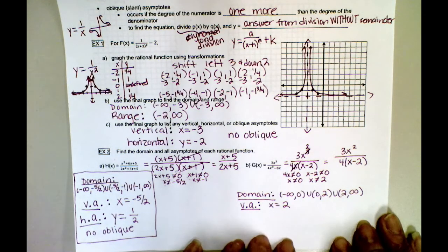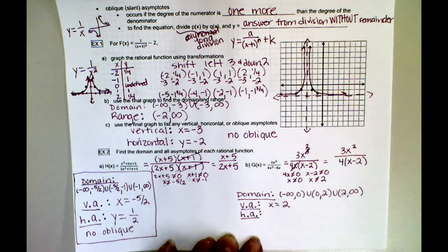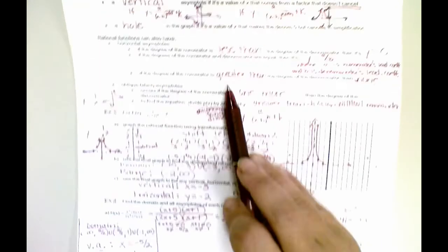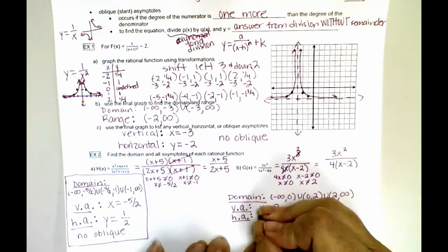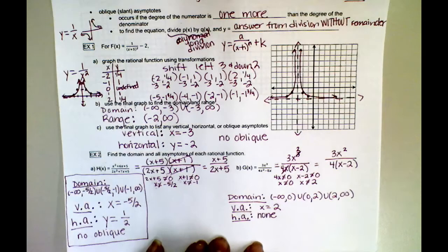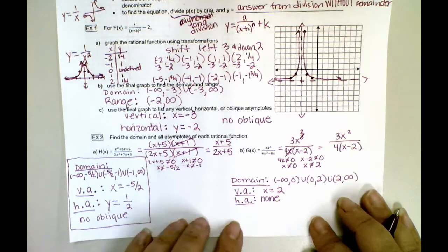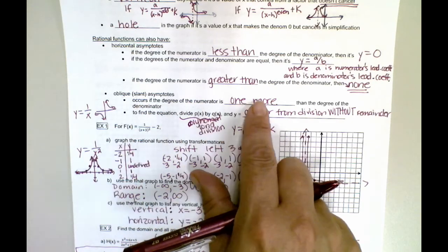For the horizontal asymptote, I would look at the degree. The degree of the numerator is greater than the degree of the denominator, which means greater than none. No horizontal asymptote. So anytime there is no horizontal asymptote, I then have to look to see if there's an oblique asymptote. So oblique occurs if the degree of the numerator is one more than the degree of the denominator.